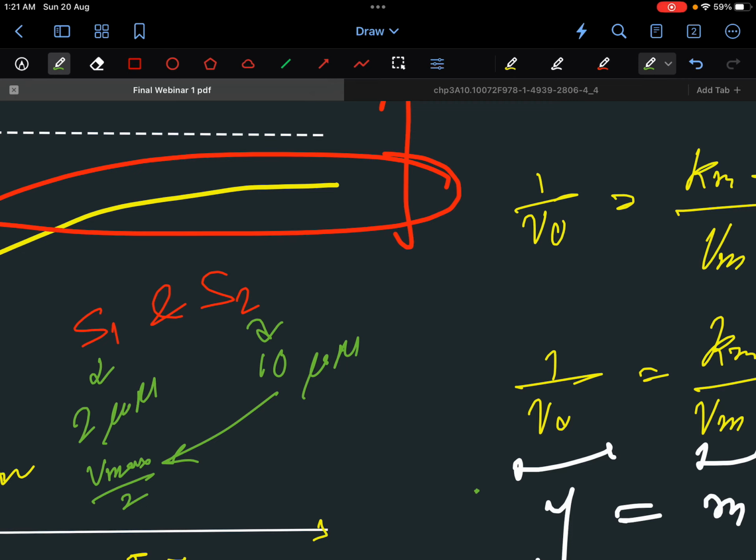Which enzyme has more affinity to which of the substrates? What do you think? If less substrate can reach Vmax by 2 than S2, then the affinity towards S1 is more than S2, right? Very little substrate is required to reach Vmax by 2. So whenever there is S1, the enzymes are ready to take it up, and whenever there is S2, they say, okay, yeah, I will take it, let more of them come, right? So that is the affinity.